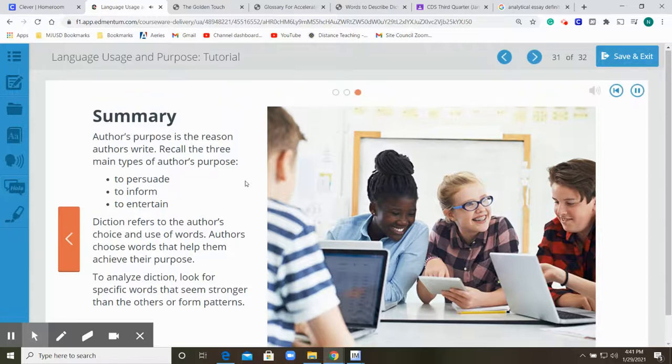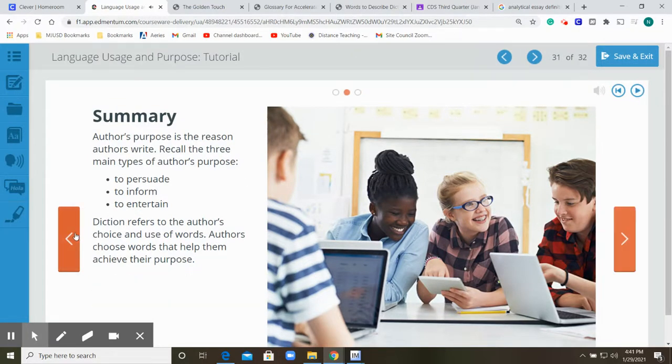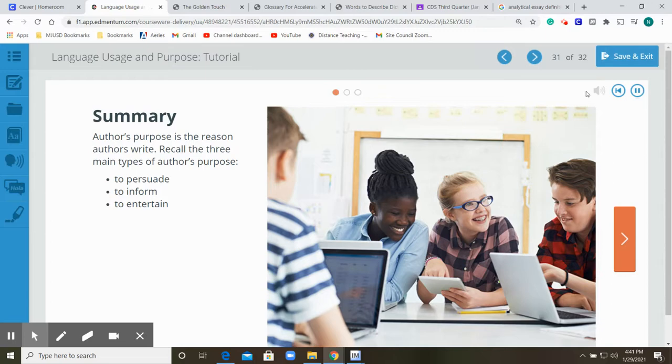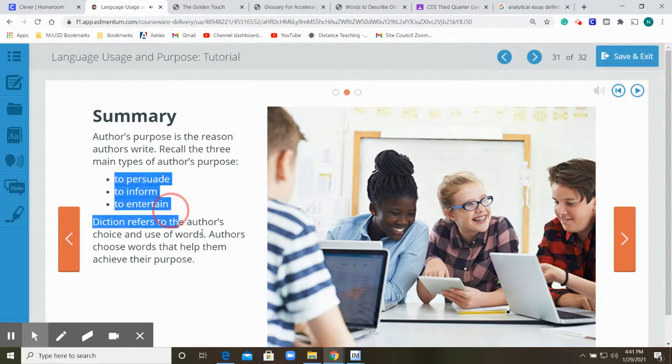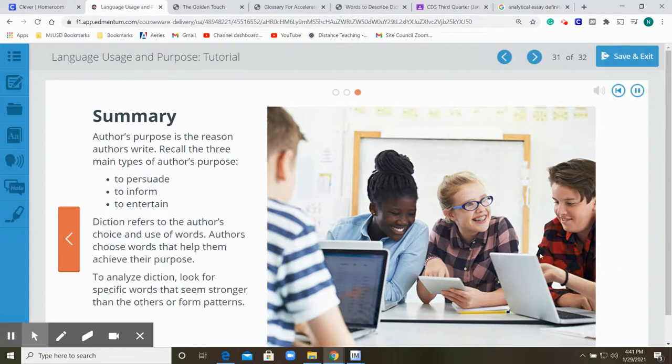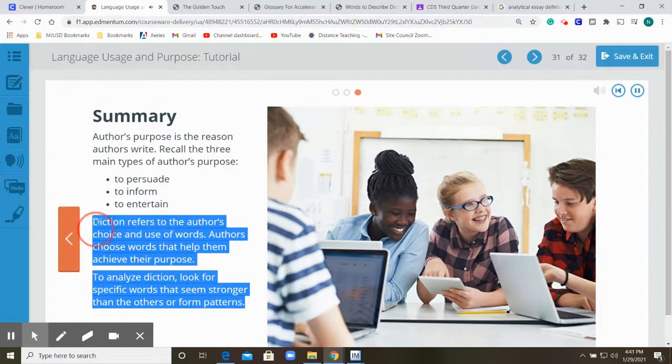To analyze diction, look for specific words that seem strong. Summary: author's purpose is the reason authors write. Recall the three main types of author's purpose: to persuade, to inform, to entertain. Diction refers to the author's choice and use of words. Authors choose words that help them achieve their purpose. To analyze diction, look for specific words that seem stronger than the others or form patterns.